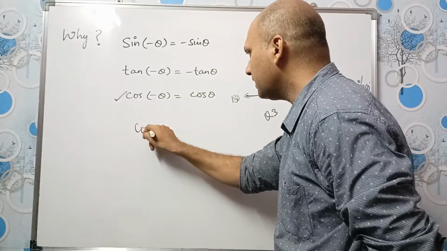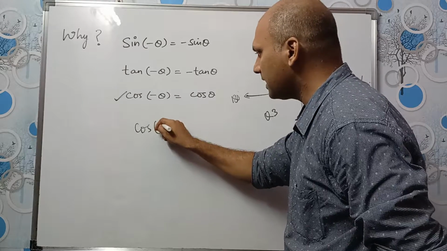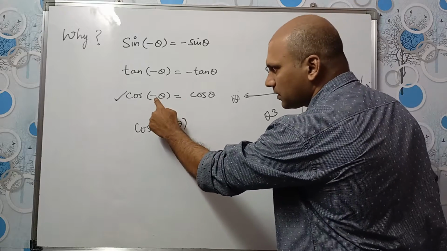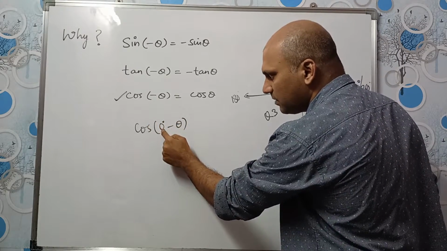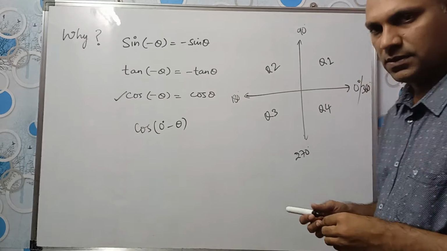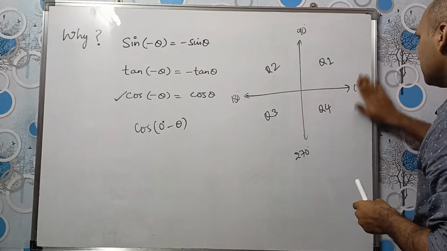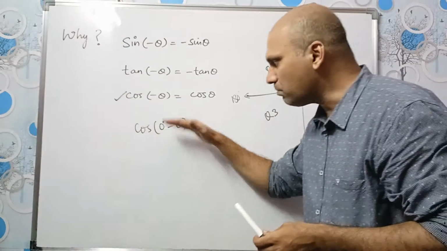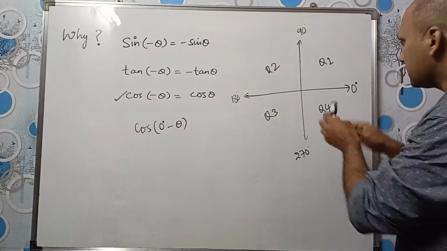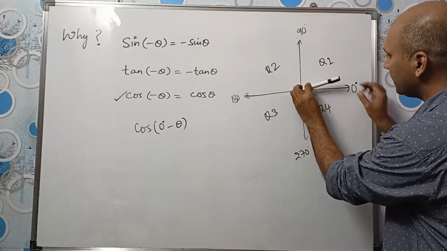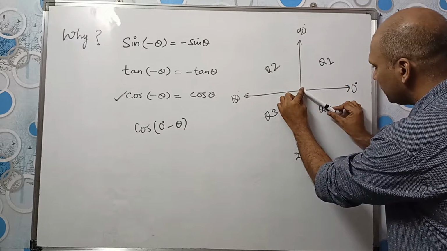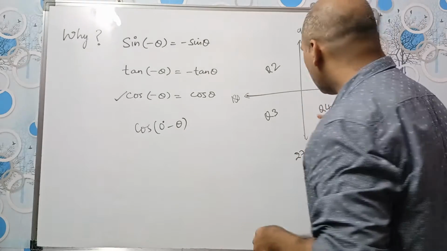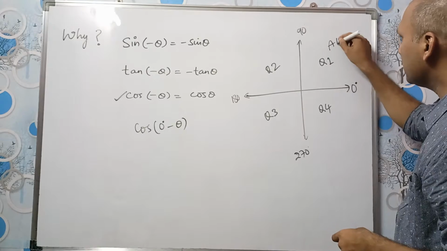Can we write cos minus theta as 0 degrees minus theta? Because minus theta is the same as 0 minus theta only. So 0 is here. If it was 0 plus, we would go into the first quadrant. It is 0 minus, so we should come into the fourth quadrant.